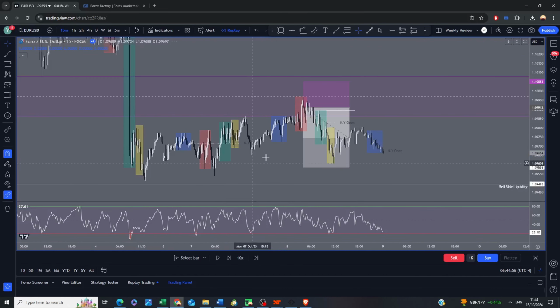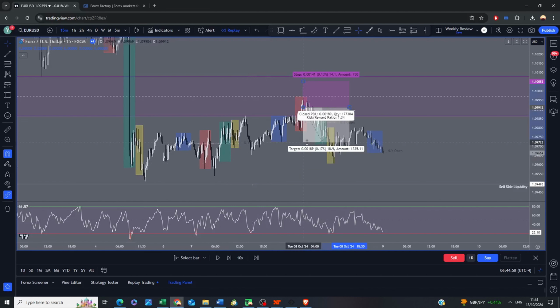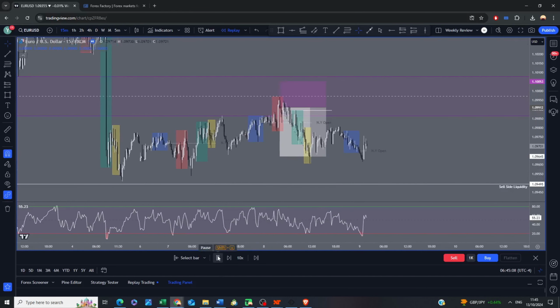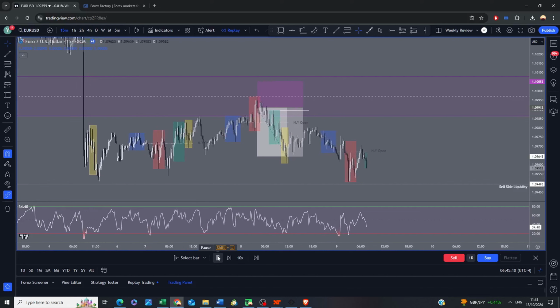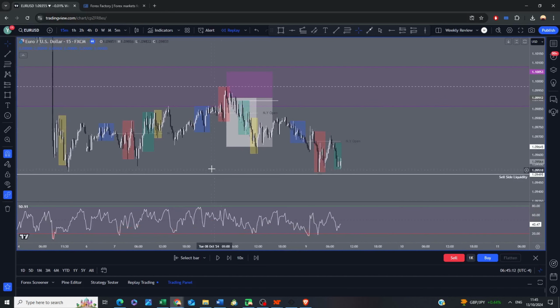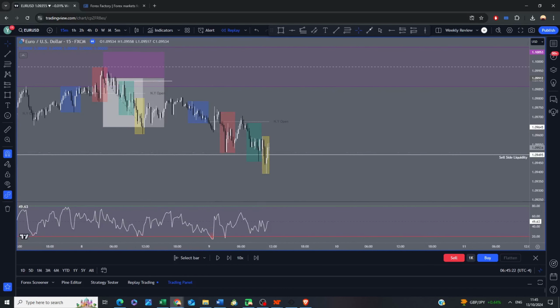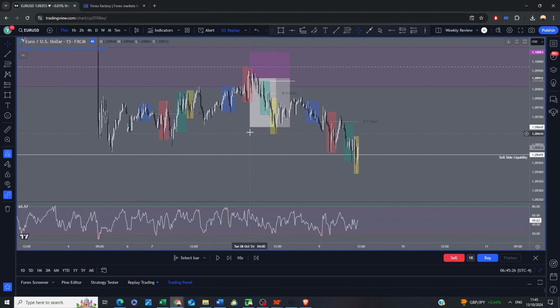Because of CPI and stuff, I took target 1 at the Asian low right there, and then I took target 2 at the low of this swing right here, where we found some support towards the end of the day, right? But price continues lower. We take out this swing low from last week, find support, and then we continue lower into the sell side liquidity, and then after that we start to consolidate.